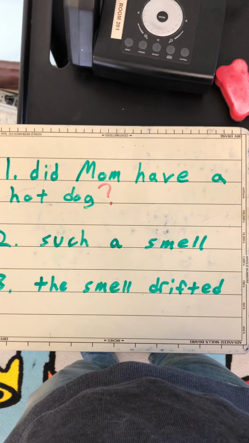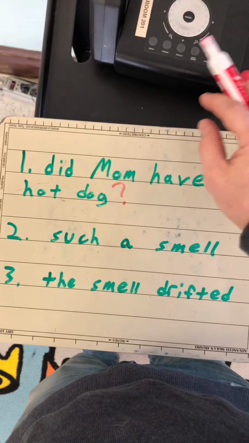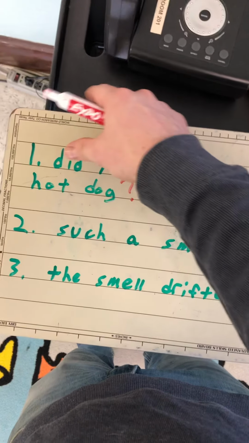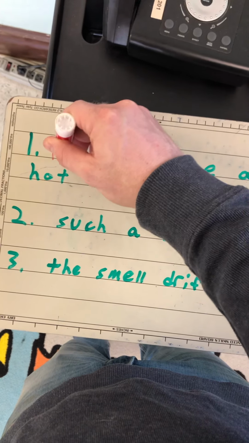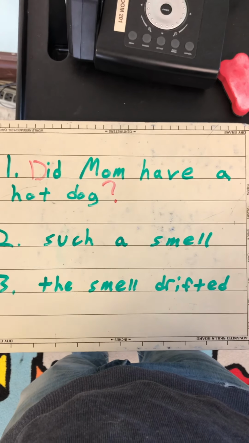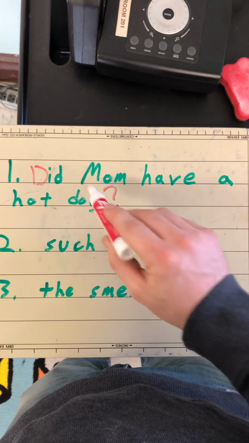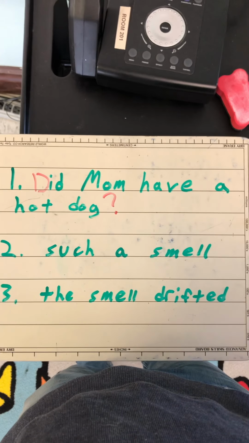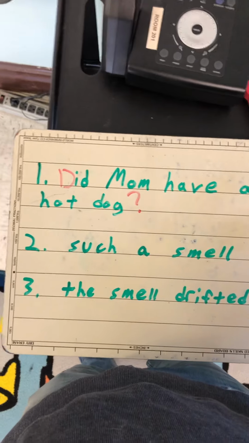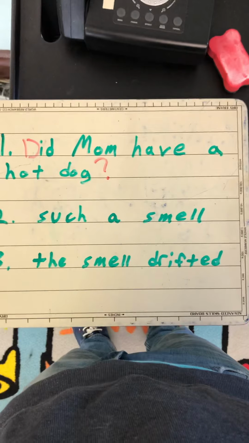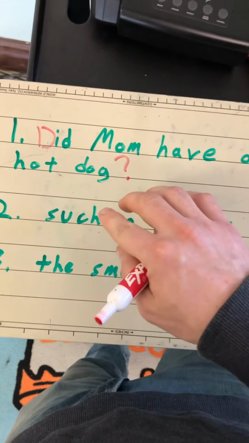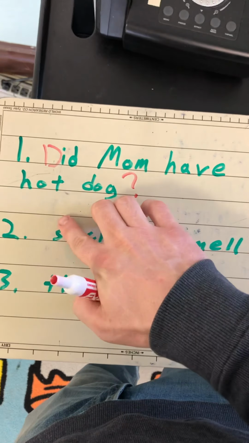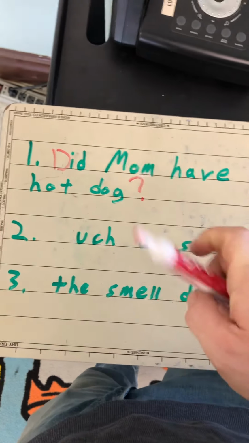Now, are we done yet? No, we're not. We got to switch something up. Okay. So I noticed at the beginning of the sentence, that is not capitalized. So I'm going to take out that. I got to put in a capital D. All right. So now we have a capital D. Mom is already capitalized here. That's good. Okay. Did mom have a hot dog? Notice how I changed my voice because of the question mark. I have to change my voice a little since I'm asking a question. Did mom have a hot dog? Good job. All right. Number 2 says, such a smell. Let's take that out. Got to capitalize it.